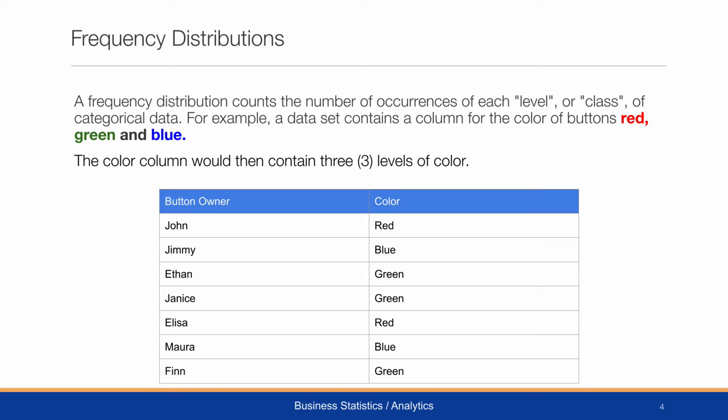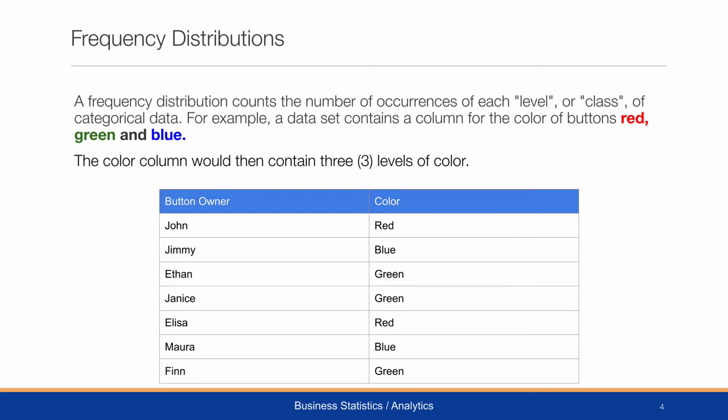The frequency distribution will count the number of occurrences of each level or class of categorical data. And I use the term level and class, and they are interchangeable because some books will refer to them as classes, some will refer to them as level. I will generally refer to them as level, but I will interchange them just to help you along.